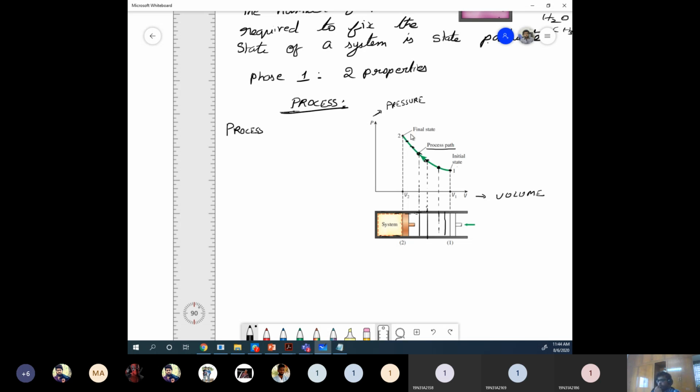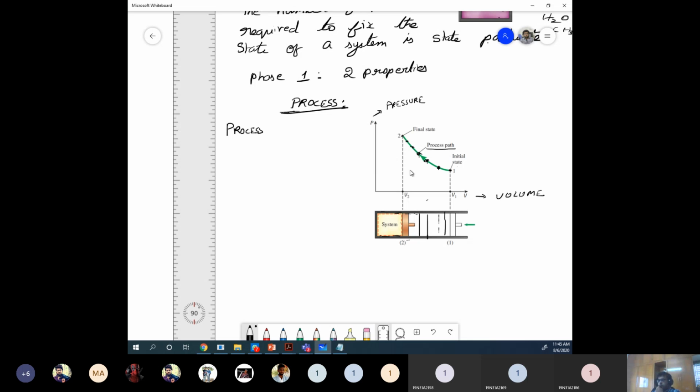Intuitively, if you are trying to describe some process, what happened? So from initial state 1 to final state, this is my final position. At this point we had this much pressure and volume. So what are the properties that describe this line, the way it is moving? That will describe the process path, how the process has moved.